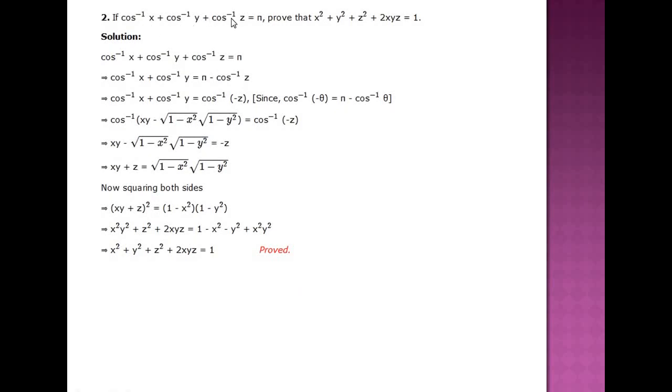If cos inverse of x plus cos inverse of y plus cos inverse of z equals pi, then prove that x square plus y square plus z square plus 2xyz is 1. So what can we do?